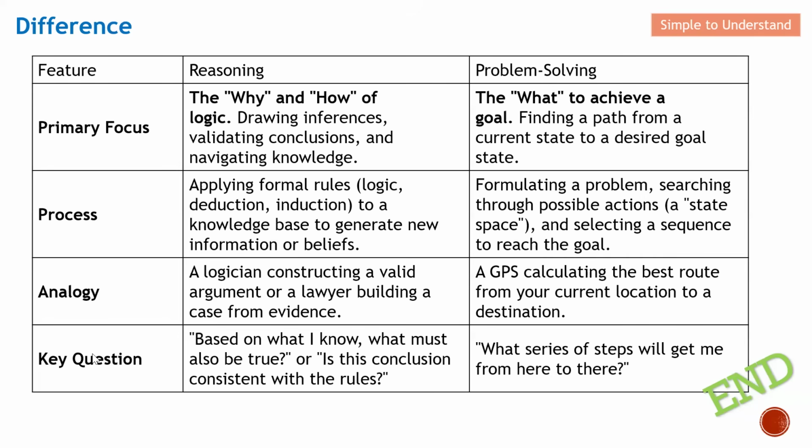Last but not least, under the key question, for reasoning it is based on what I know. Given the limited information given by the user, and based on what the AI actually knows, what should also be true, or is this conclusion consistent with the rules? As for problem solving, it is what is the series of steps that will get me from here to there. So basically, the key thing I want to emphasize is that for problem solving, it is from the original location, how to move to the final location. As for reasoning, it is basically constructing something very logical based on the rules and also based on the knowledge, how to draw a conclusion. With this, I'd like to end my discussion.